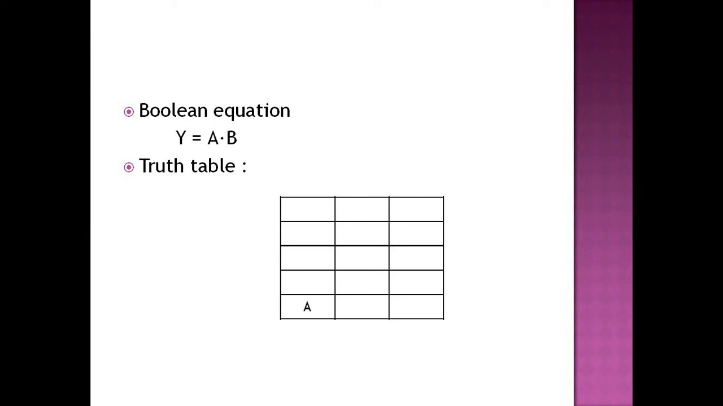Here we consider the two inputs A and B and the output Y equals A dot B. Again the two inputs have the combinations 0 0, 0 1, 1 0 and 1 1. When A equals 0, B equals 0, we get the output 0. In the second combination A equals 0, B equals 1, we get the output 0. In the third combination A equals 1, B equals 0, again we get the output 0, and only when A equals 1, B equals 1, we get the output as 1. So this is nothing but the truth table of the AND gate.